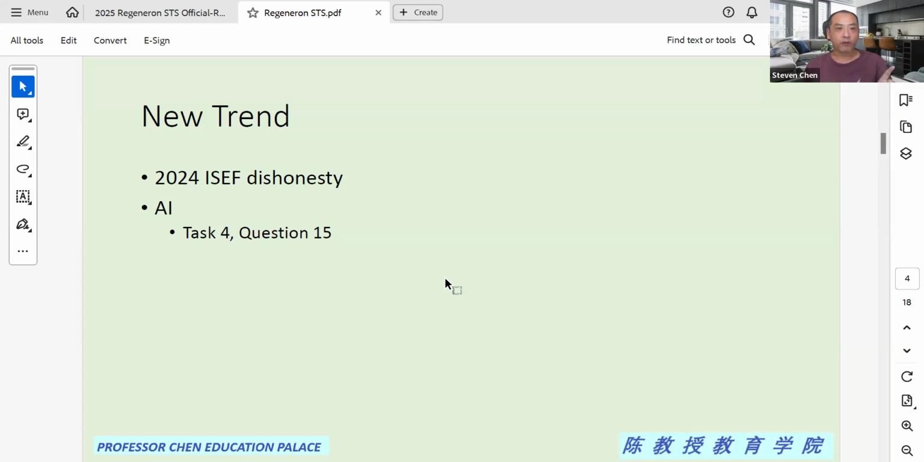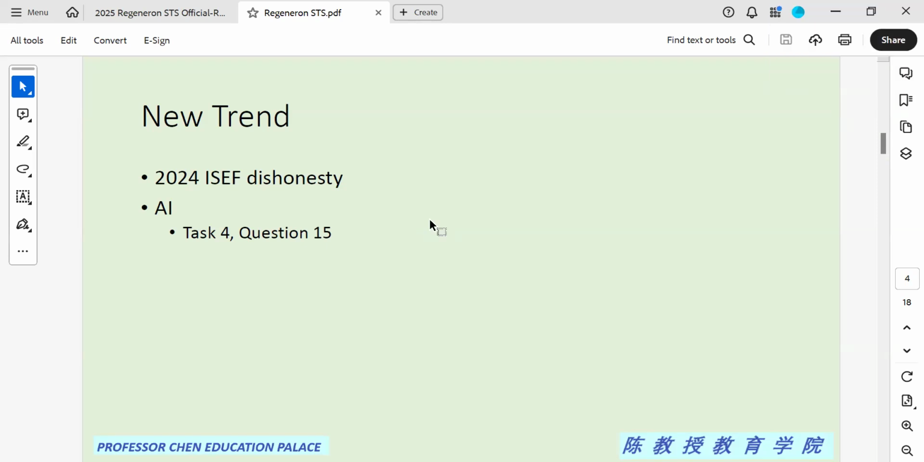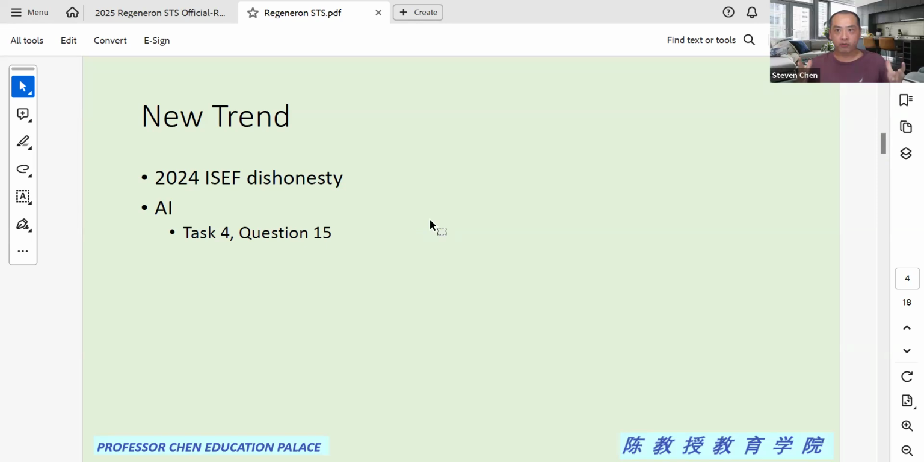One is about the 2024 SF, because we know that SF and Regeneron STS are both run by the same organization, right? So they will have to look at what happened in the past SF. But maybe some of you have heard about this scandal, right? In 2024 SF. So I forgot whether that student was the second place or the third place, right? So there was one student, who was originally awarded a top level award, but then several days later, someone wrote a very long report and posted it on the website, right?